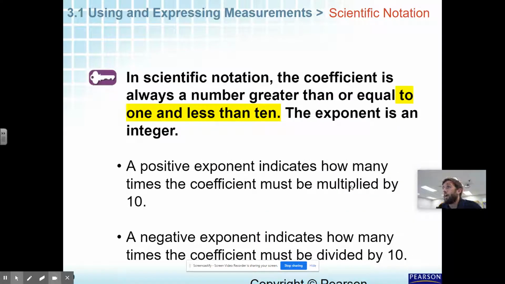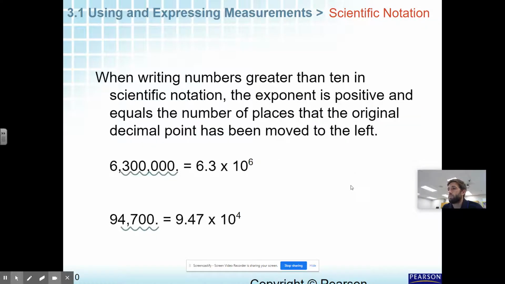A positive exponent indicates how many times the coefficient must be multiplied by 10, and a negative exponent indicates how many times the coefficient must be divided by 10. So you move the decimal place to the left if it's negative, and you move it to the right if it's a positive exponent. Here are some examples that are on your paper.